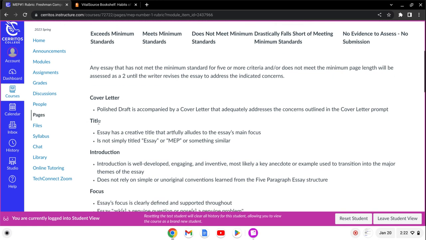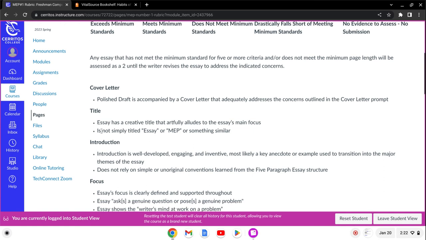Title. So this is the second category here. So we want to make sure that the essay has a creative title that artfully alludes to the essay's main focus. And it's not just simply titled essay or MEP or something similar. So we want to make sure that we're creating a title that artfully alludes to the essay's focus. Be creative in your title, so that's something to pay attention to.